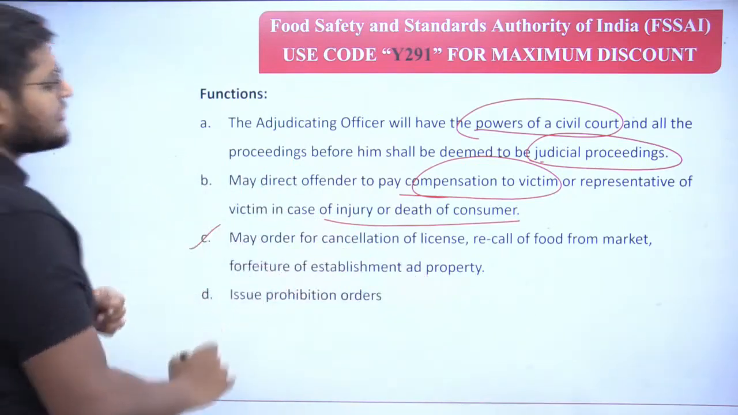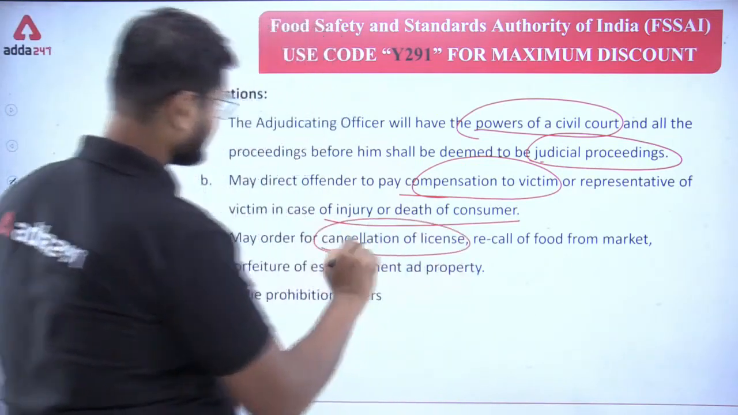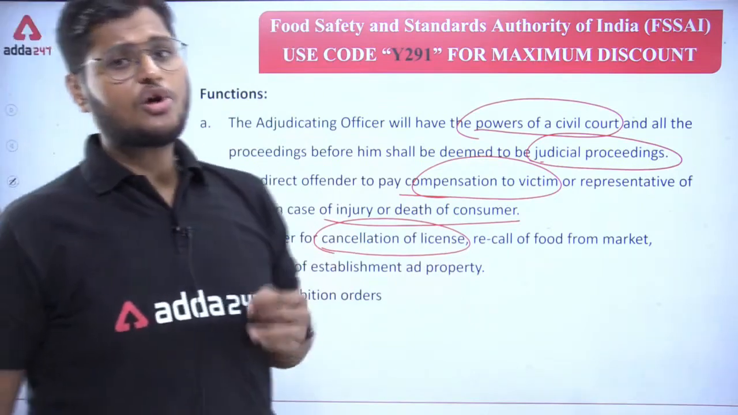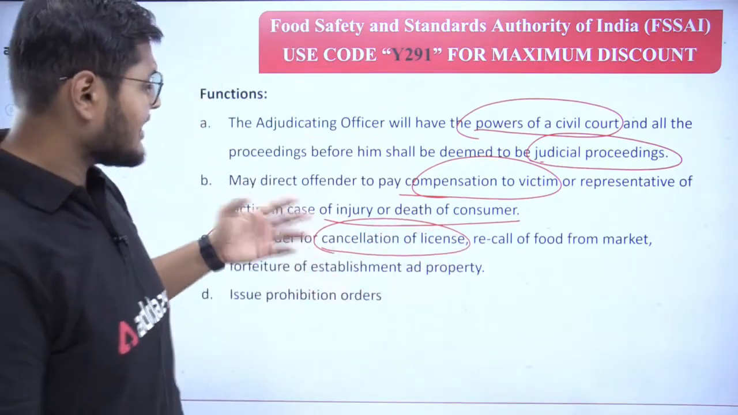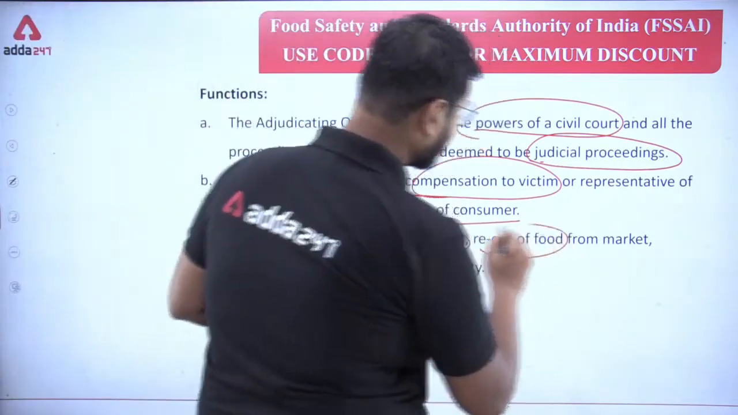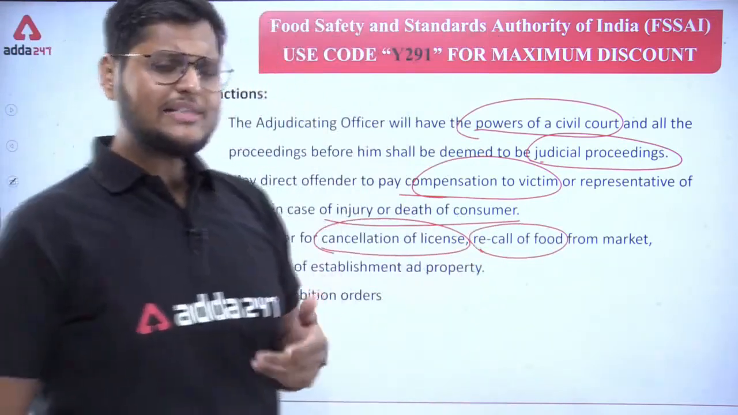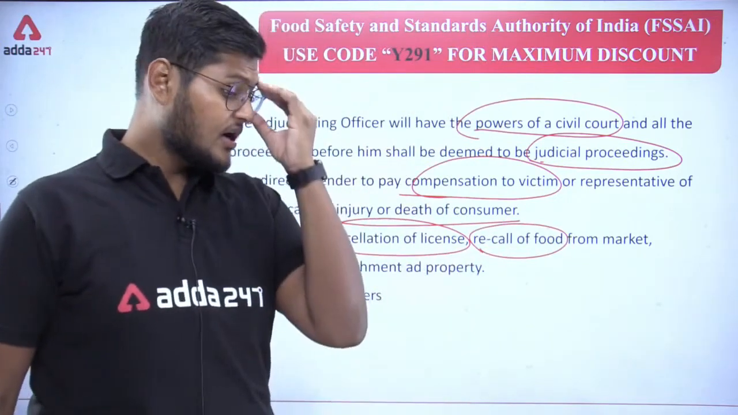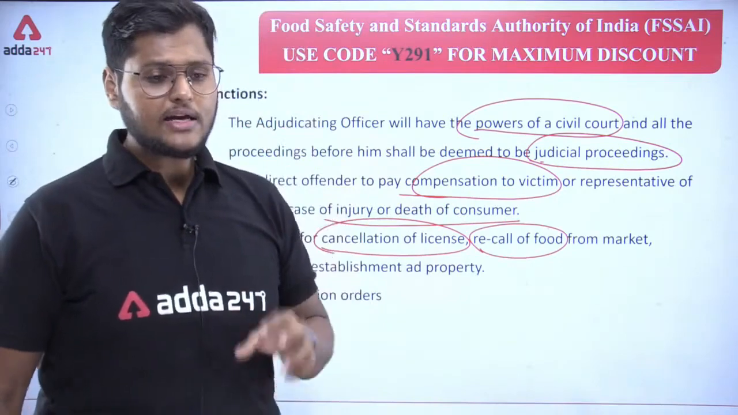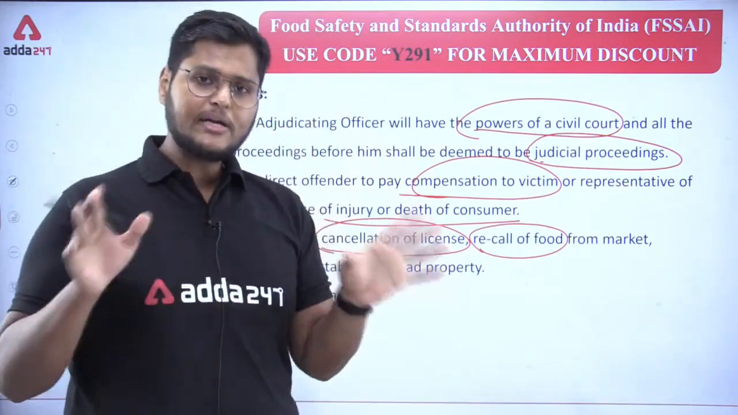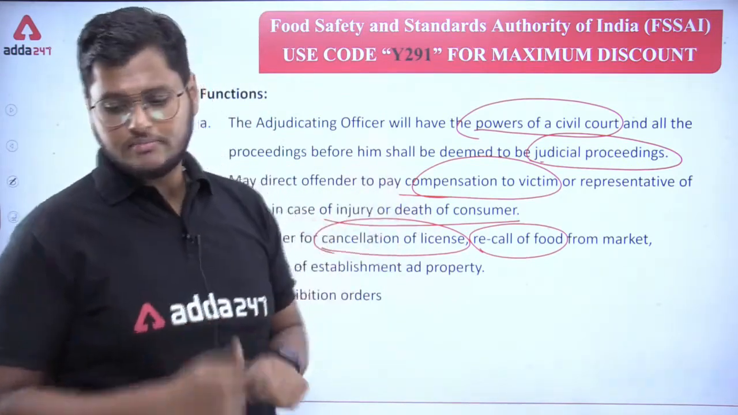Next, the adjudicating officer may also order for cancellation of license. Recall of food from the market, as we had already studied, what is recall and what kind of material is recalled from the market. Usually it is the material that has been completed, the finished material.